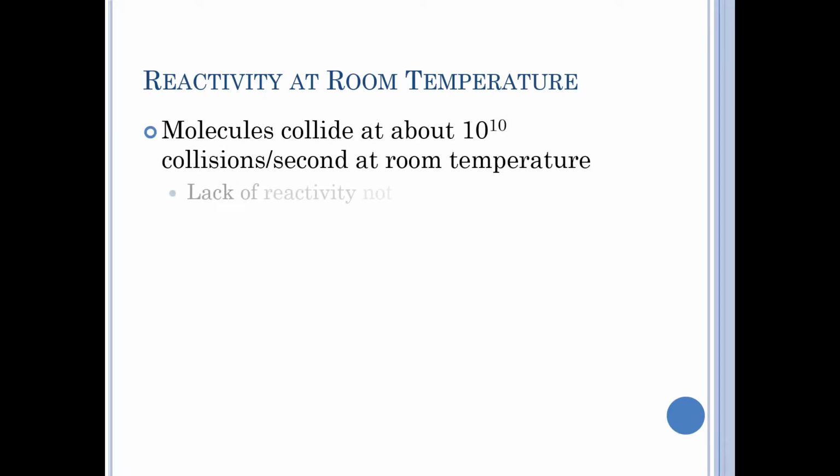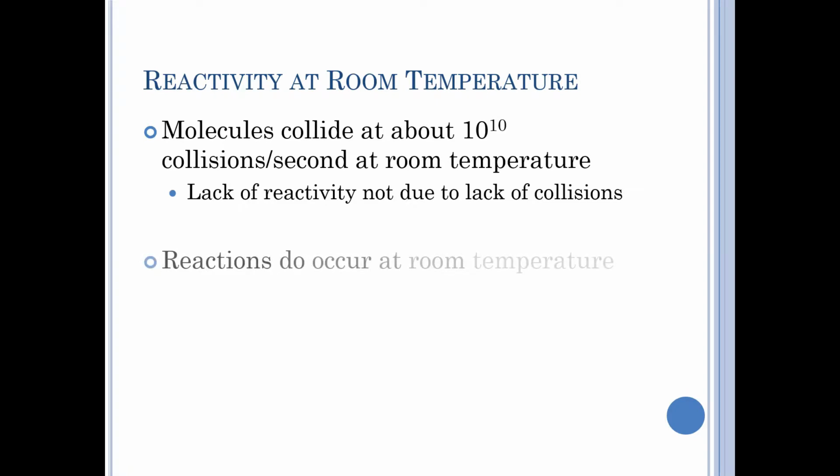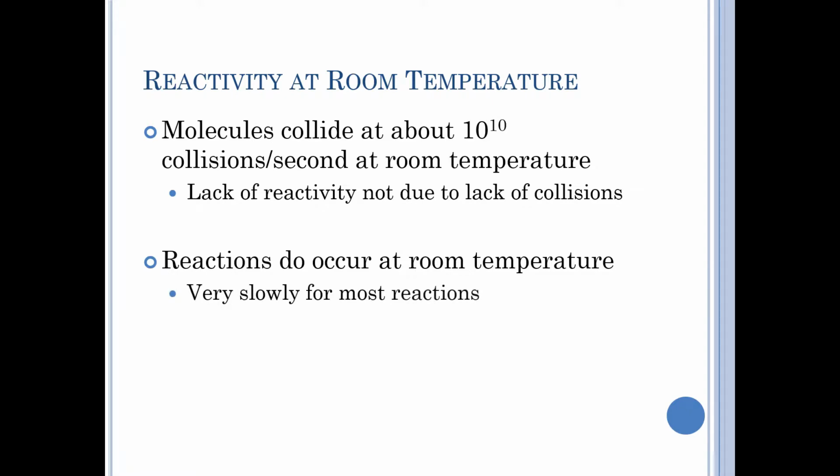That's a lot of collisions, and it's strange when we mention that chemical reactions occur because molecules and atoms collide. They're colliding at 10 billion collisions per second at room temperature. Why aren't there more spontaneous chemical reactions? Reactions do occur at room temperature, but they tend to be very, very slow, meaning that when a reaction at room temperature does occur, it doesn't happen with that much frequency.